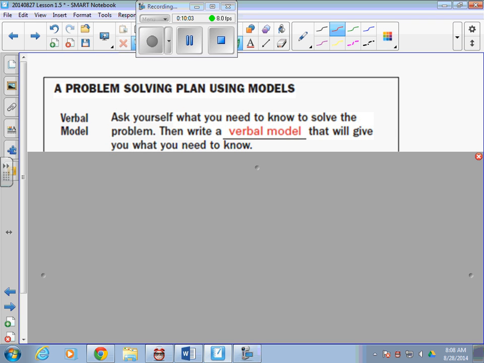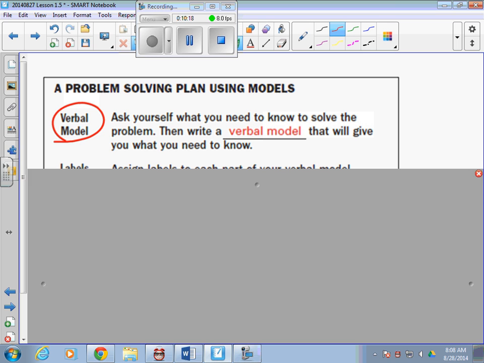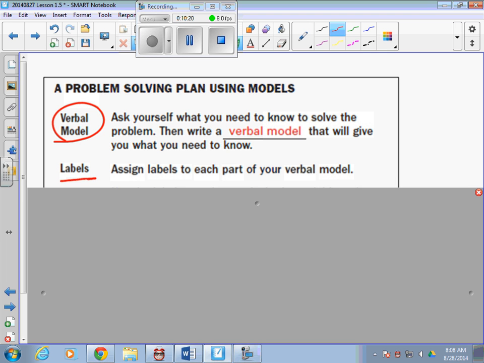Okay, here's a problem solving plan using models. It says ask yourself what you need to know to solve the problem. Then write a verbal model. So that's step one, verbal model. A lot of times you can write verbal models just with abbreviations and stuff like that. You don't have to write out long sentences. The next thing is label. So verbal model, then label. It's kind of like the scientific method. This is a problem solving method. Y'all learn the scientific method in your science class, or you should.